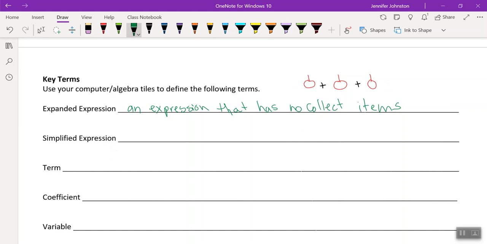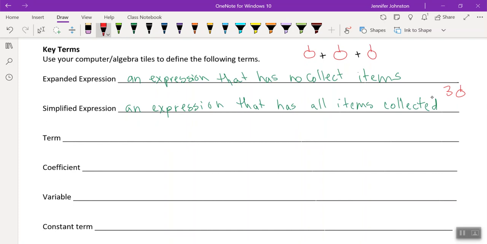But a simplified expression has all the expressions collected. So we have all these collected items. An expression that has all items collected. So if we wanted to look back at these apples, 1 apple plus 1 apple plus 1 apple is 3 apples. That would be a collected or simplified expression.